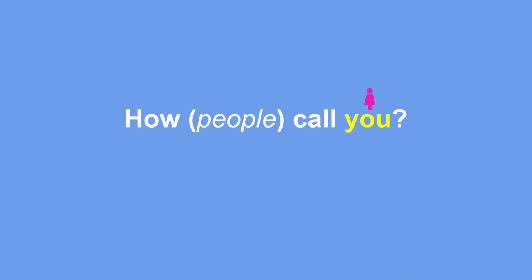How people call you? What's your name? Ech kor'im lach. People call me Sapira. My name is Sapira. Kor'im li Sapira.